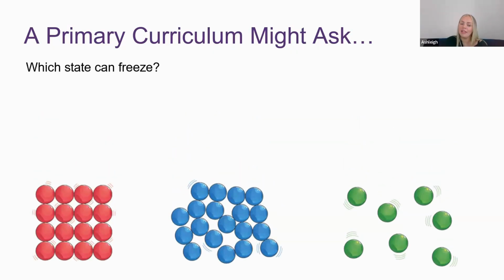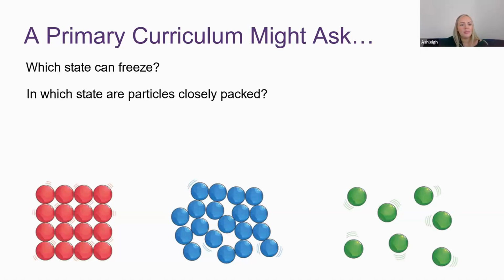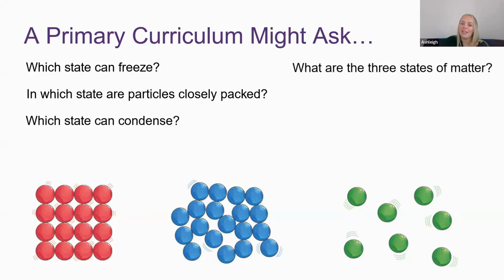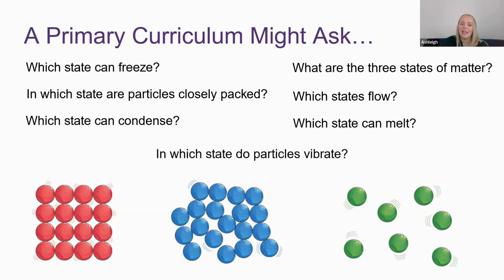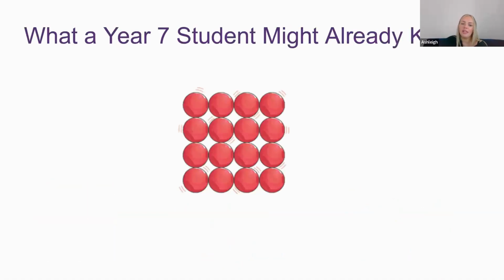So a primary curriculum might ask students or pupils which state can freeze, in which state are particles closely packed, which state can condense, what are the 3 states of matter, which states flow, which states can melt, and in which states do particles vibrate. Again, that is a foundational set of knowledge that actually we can just spend a little bit of time revisiting and not reteach. So when they come to us in year 7, a student might already know.